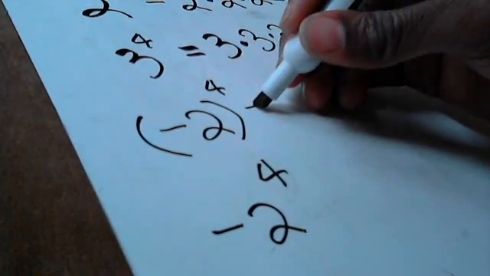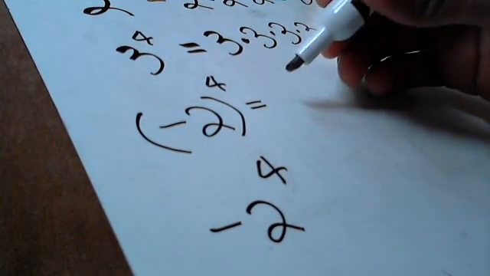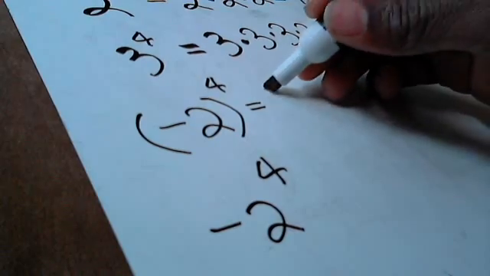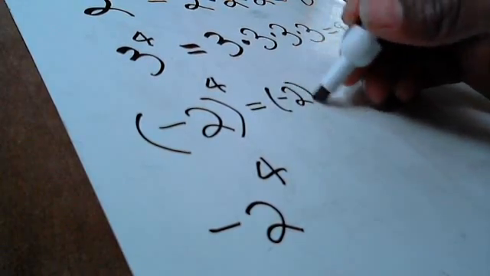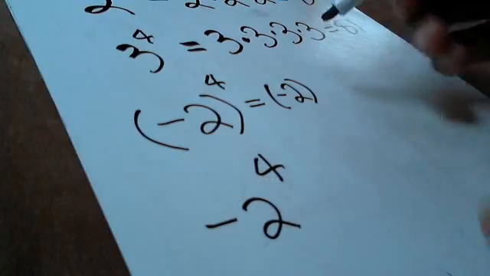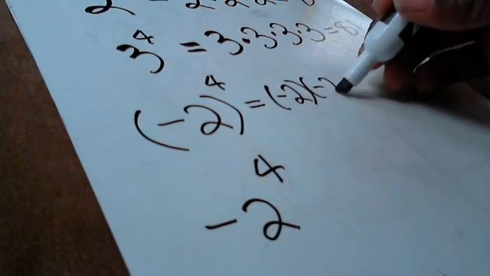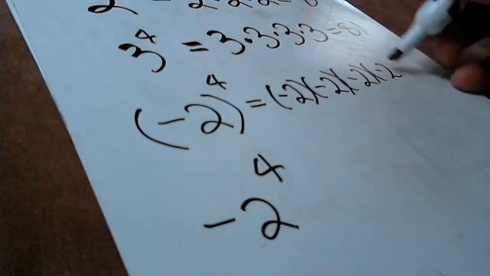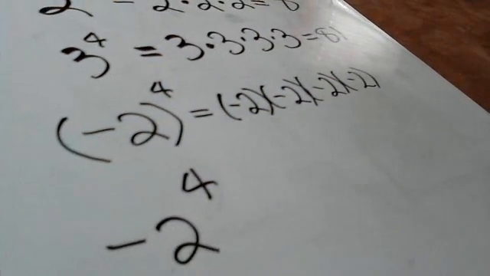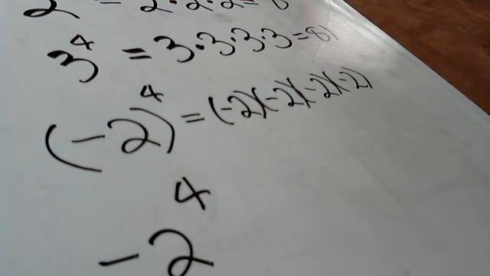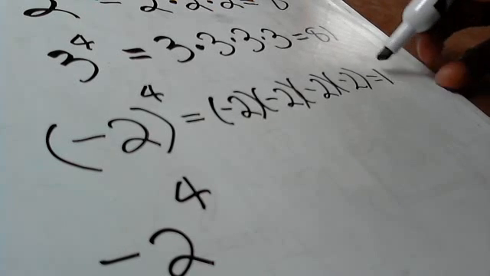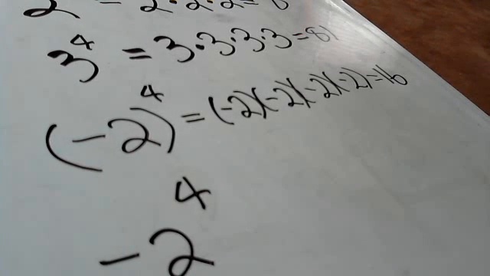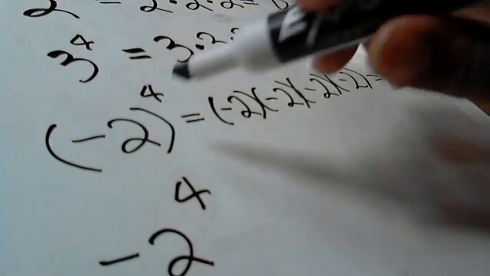So when we go to evaluate it and write it in expanded form, what we'll have is -2. -2 is the base here. So we're going to have -2 times -2 times -2 times -2. That's what that means. And when we figure that out, we come up with +16. Okay? That's what this is saying.